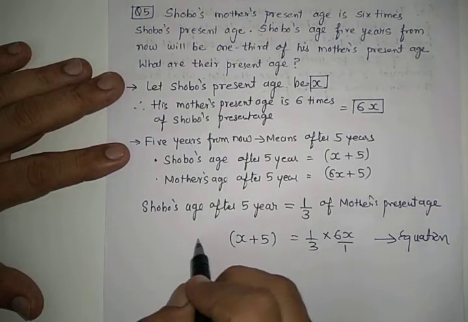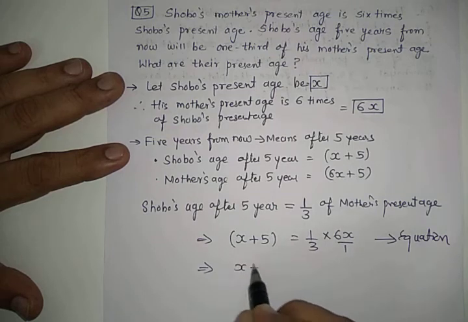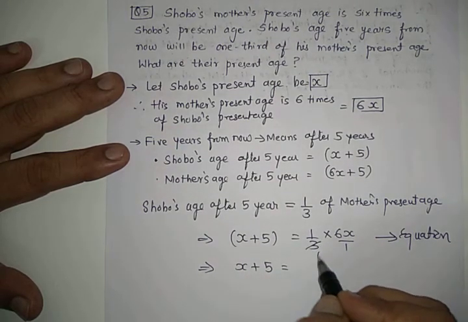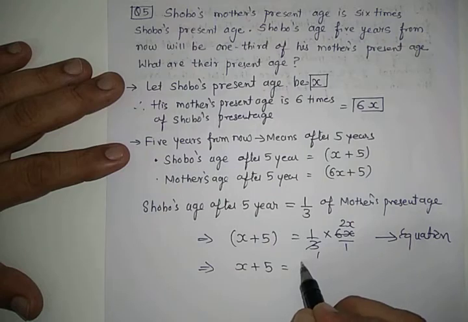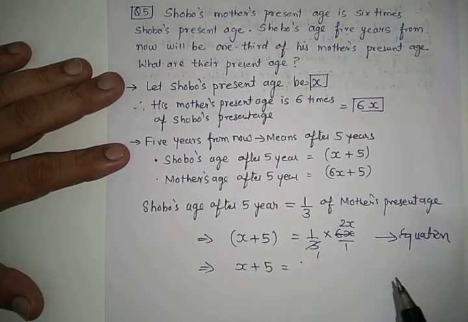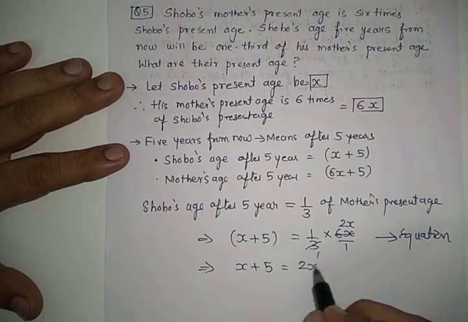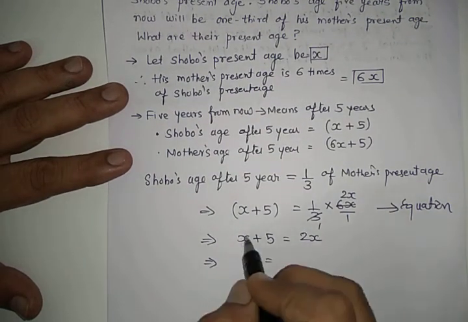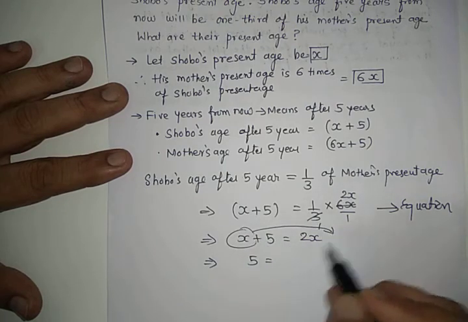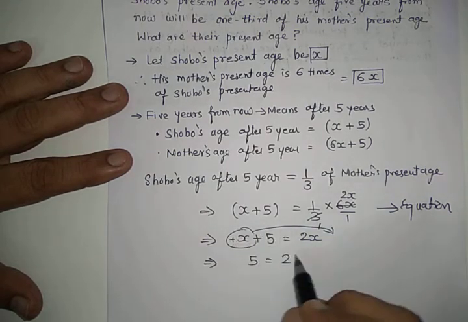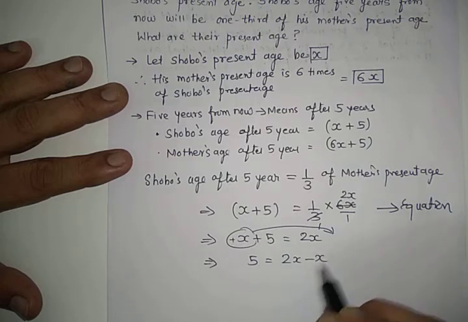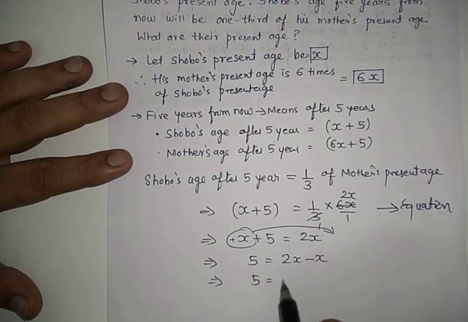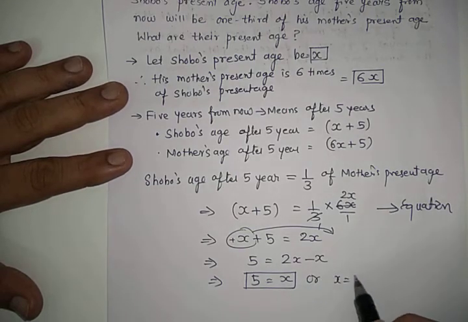Now we just try to solve this one. So x plus 5 is equal to 1/3 of 6x: 3 ones are 3, 3 twos are 6, so it will be 2x. Clear? Now 5 and this x will go to the other side, so 5 is equal to 2x minus x. So 5 is equal to x, or we can say x is equal to 5. We have got the value of the variable.